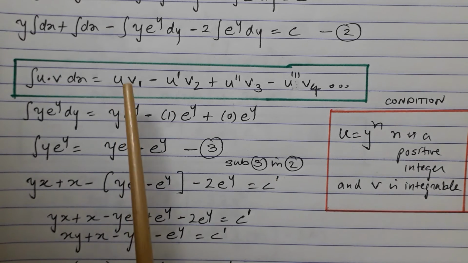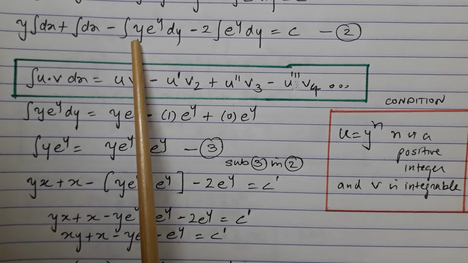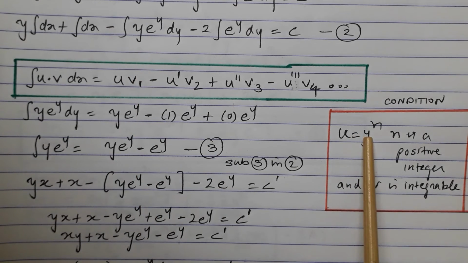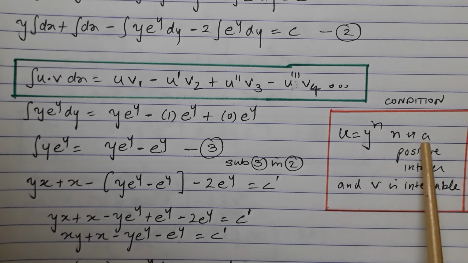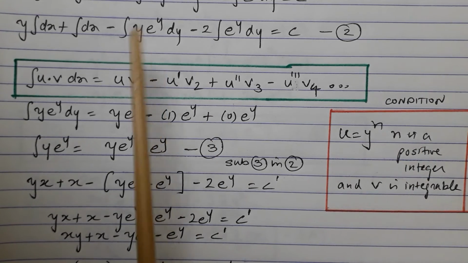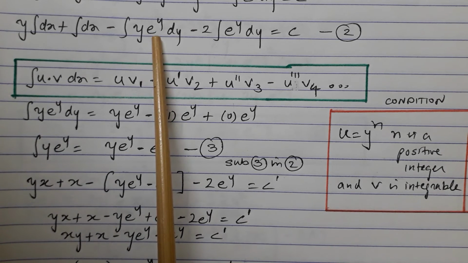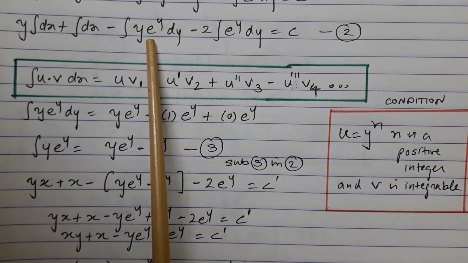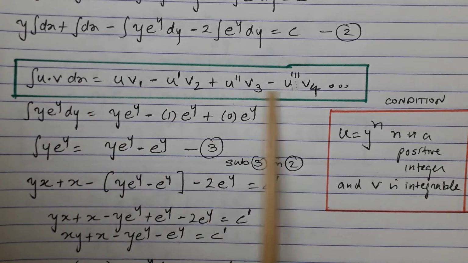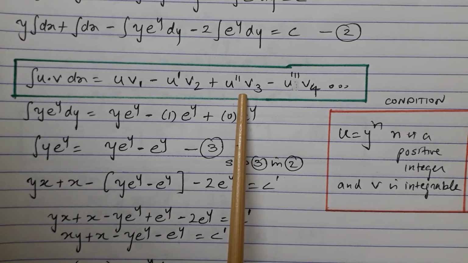Now let us check. Our u is y, that is y raised to 1. So u is y raised to n with n equal to 1, a positive integer, and our v is e raised to y, and e raised to y can be integrated easily. Integral of e raised to y is e raised to y. So we can apply this particular uv rule.